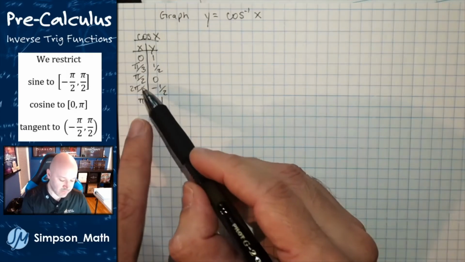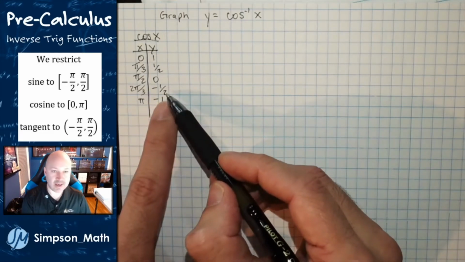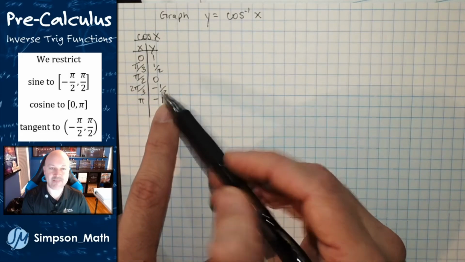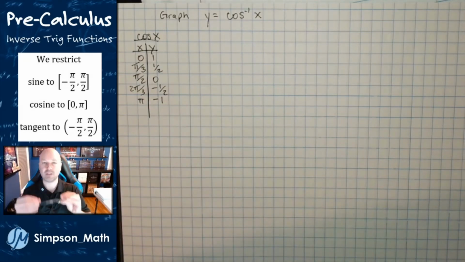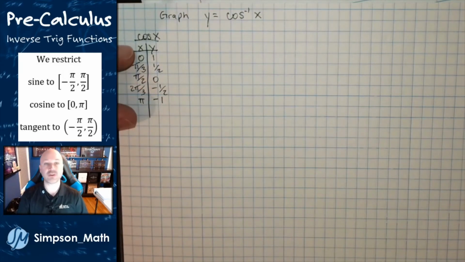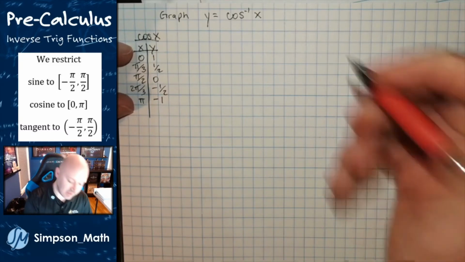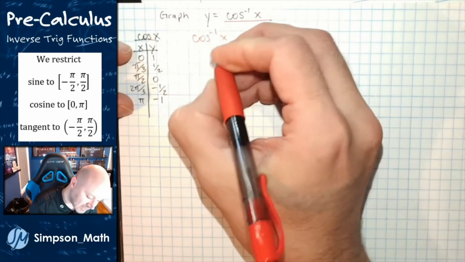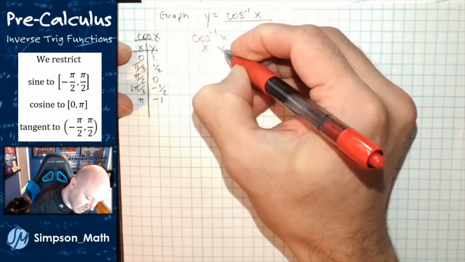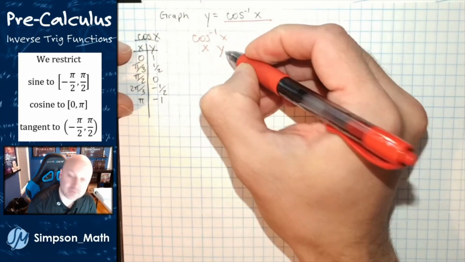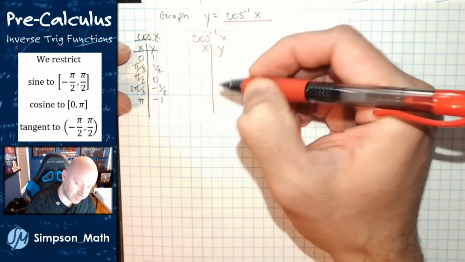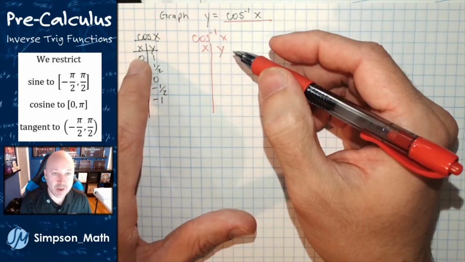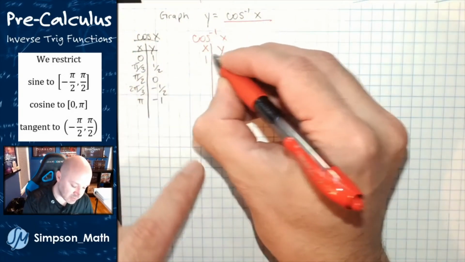If I were to go to 4 pi thirds, I'd be back up at negative 1/2, and I would fail a horizontal line test. So I'm super restricted. Arc cosine, or cosine, we restrict from 0 to pi. Now if I want to graph the inverse function, I simply take the x's and y's, or the inputs and outputs, and interchange them. So instead of 0 mapping to 1, 1 will map to 0.